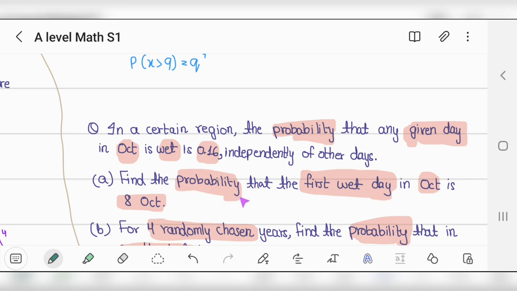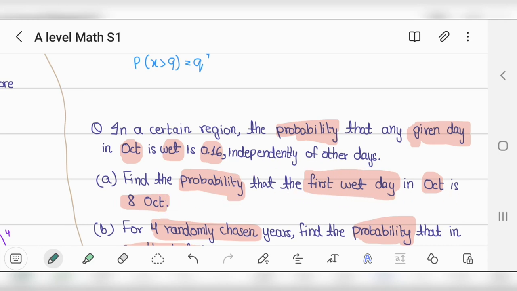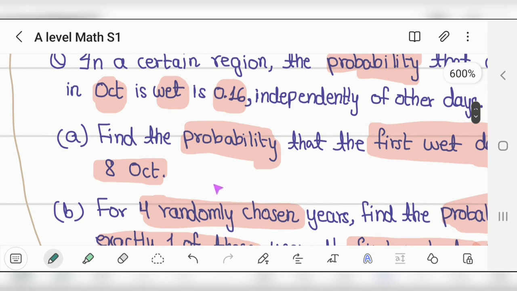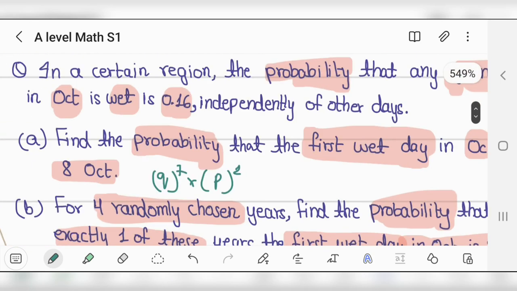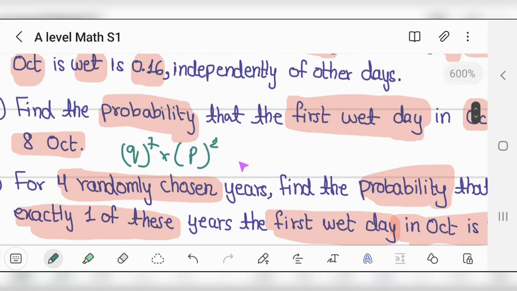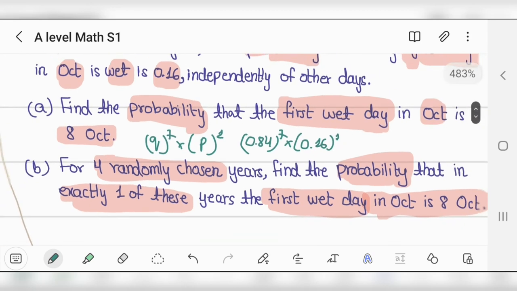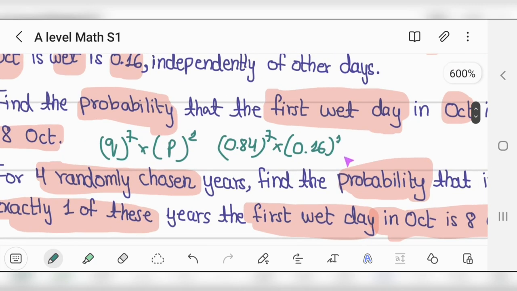Okay, in a certain region, the probability that any given day in October is wet is 0.16. Independently of other days, find the probability that the first wet day in October is 8 October. So the probability of failure is 0.84, and for the first time it got a wet day, so 0.16 once, since we have this, right? Okay, so this is the answer.